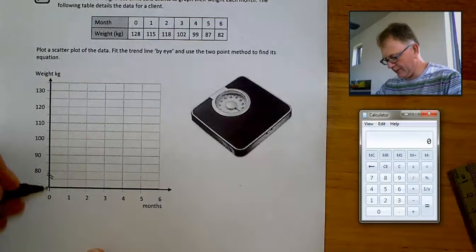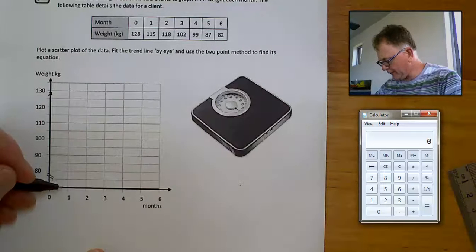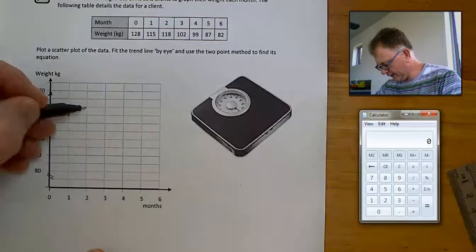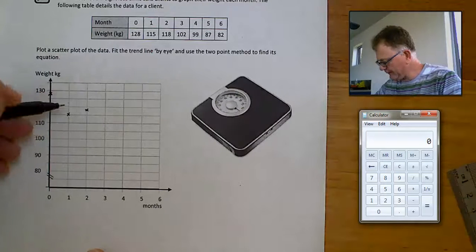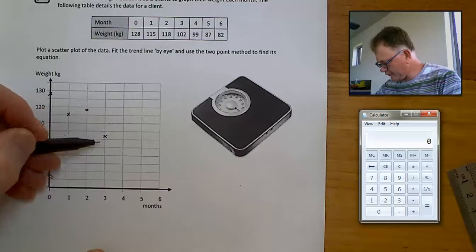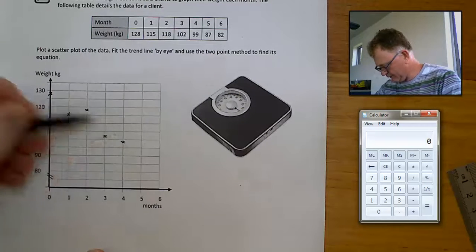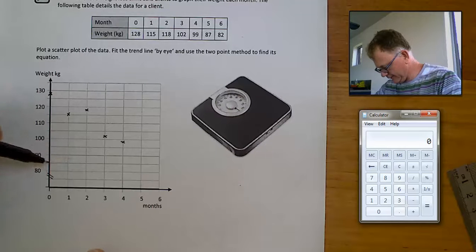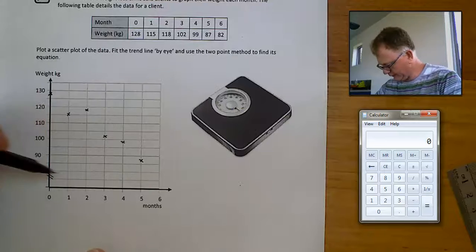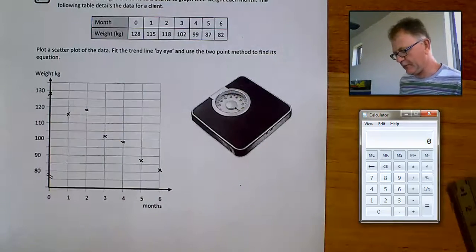So after 0 months, the weight was 128. After 1 month, the weight was 115. After 2 months, 118. Went up a little bit. After 3 months, 102. 4 months, 99. 5 was 87. And 6 was 82. Well, that's done what we call a scatter plot.